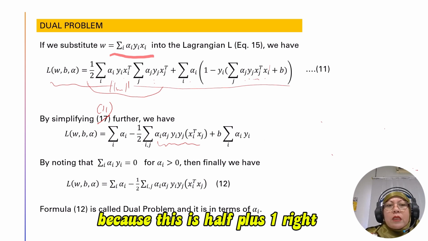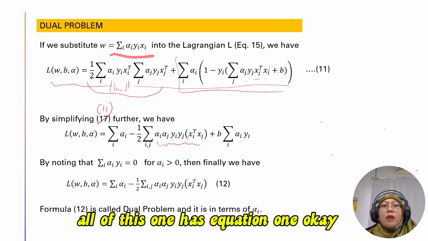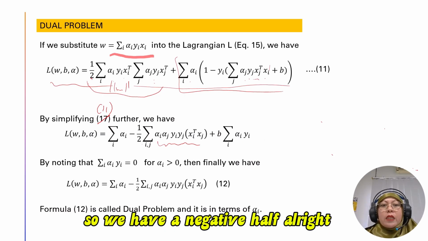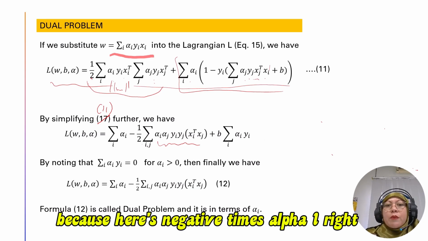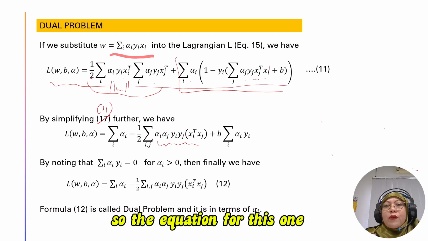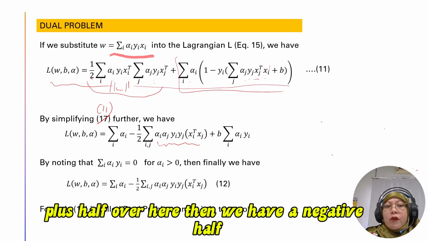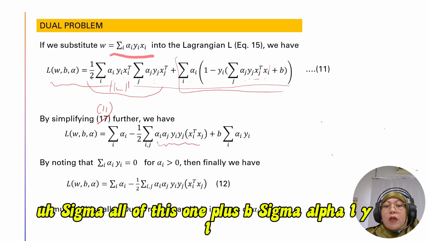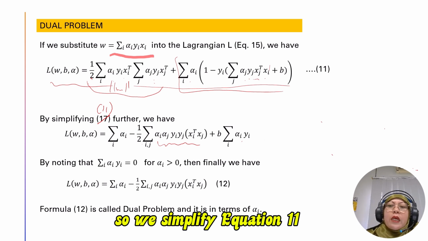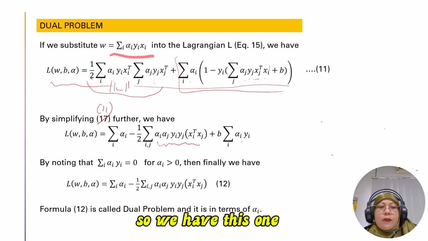Why negative half? Because this is half plus 1, right? All of this one has equation 1. So we have negative half, because here is negative times alpha i. So the coefficient for this term is negative 1, plus half over here. Then we have negative half sigma of all of this one plus b sigma alpha i yi. So we simplify equation 11, and we have this one.